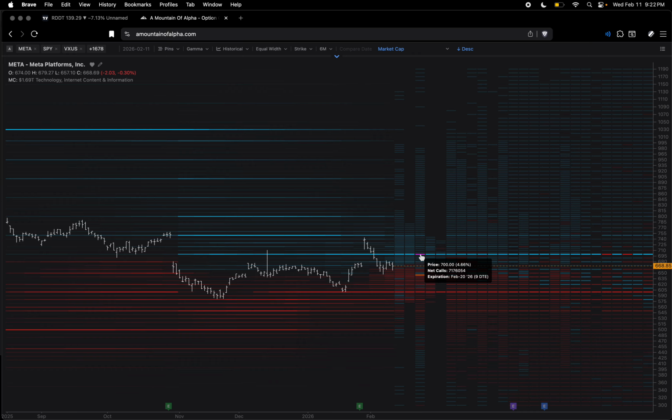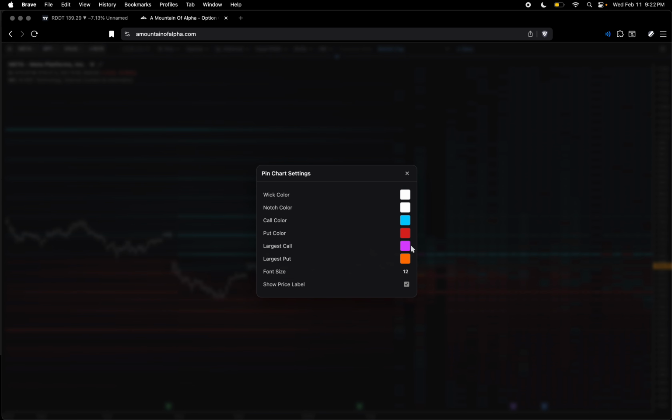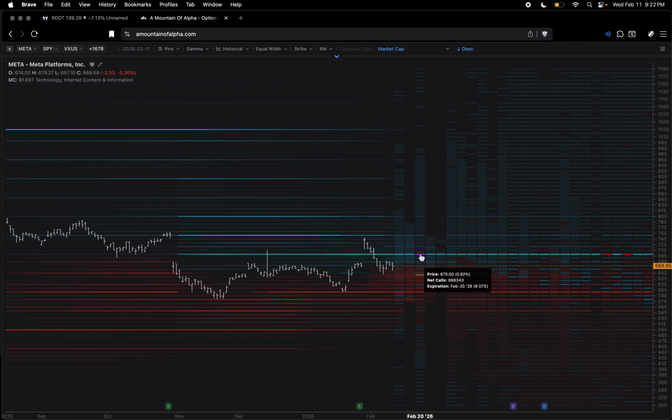That's what I have here, the call in purple. Right click, settings, you can see largest call, largest put, see that? Those have to be on the same expiration. And so that's what I call the spread here. And the expectation is that the price, if it's longer dated, the better, but it will trade within that range.